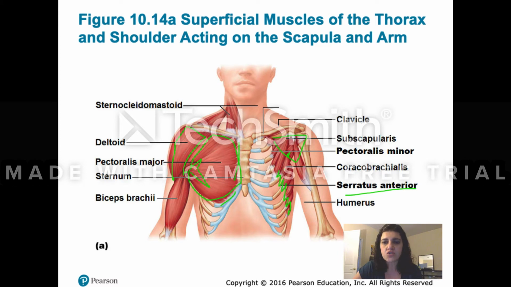What is this muscle responsible for? You know, when you plank, if you didn't have serratus anterior, your scapula would fly out. That's how important this muscle is. So it's more for stabilizing the scapula, okay? Holding the scapula in place.